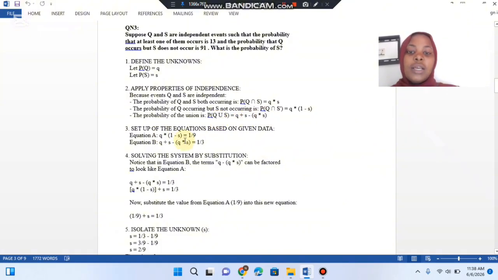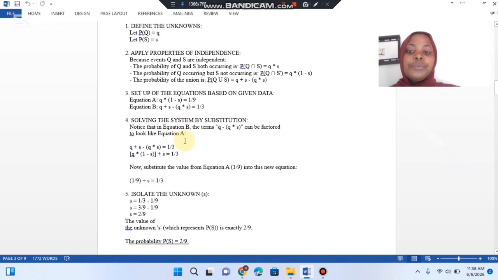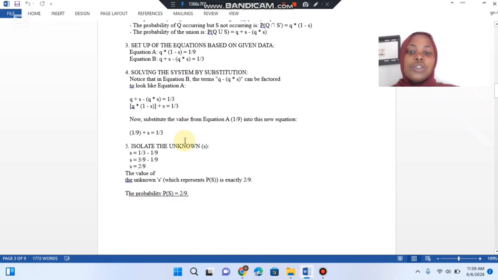Then we set up the equations by substitution method. Then when we use the substitution method, we get S to be 2 out of 9. Then at the end, the value of the unknown, which represents probability of S, is exactly 2 out of 9. So our probability of S is equal to 2 out of 9.